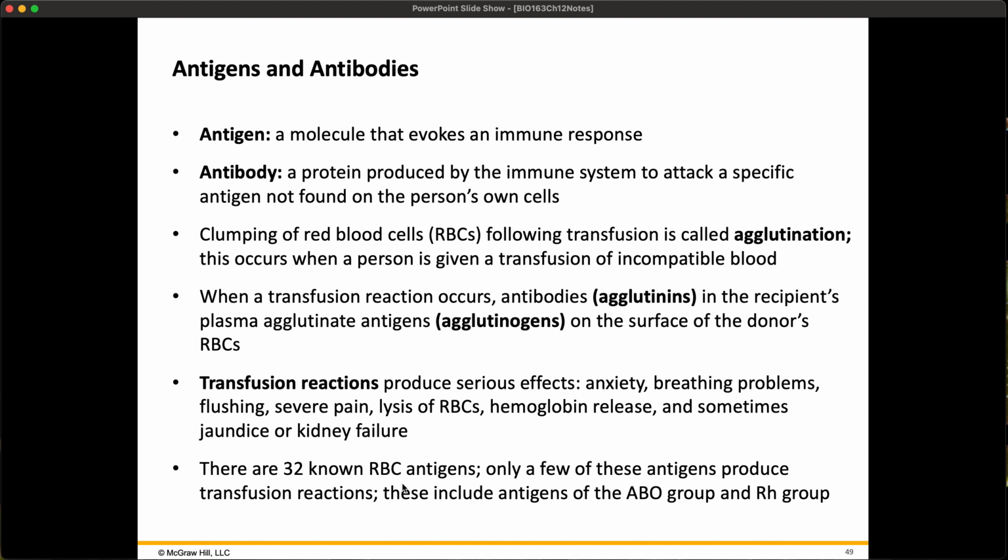There are 32 different red blood cell antigens, meaning 32 different markers on red blood cell surfaces, but not all of them are going to produce transfusion reactions. The only ones that really do that are the ABO and the RH groups. So ABO antigens and RH antigens sitting on the surface of red blood cells can trigger the recipient's antibodies to stimulate an immune response.